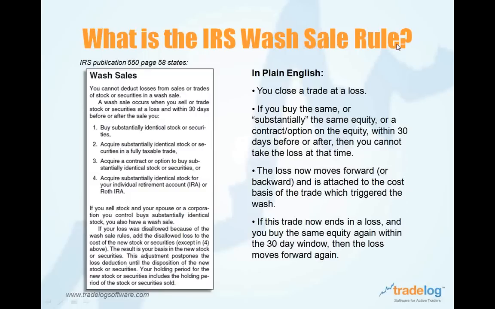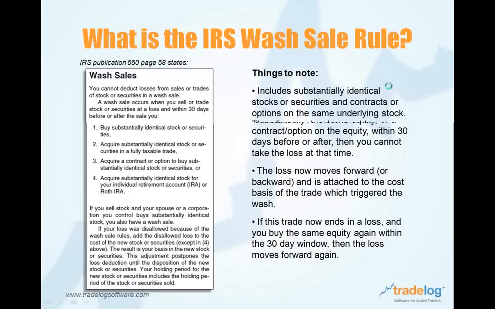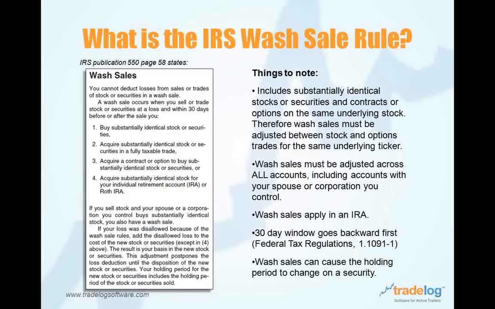Now, a few things in particular that we want to note about the IRS instructions for wash sales. Wash sales include substantially identical stocks or securities and contracts or options on the same underlying stock. Therefore, wash sales have to be adjusted between stocks and options for the same security or the same underlying ticker. This is very important. Some people think that options are handled differently, maybe they only have to adjust wash sales between options themselves, but that is not true. The IRS has made very clear through revenue rulings in the past, as well as their instructions on publication 550, that when you have an option or contract on an underlying security, the same security as you have stocks, then wash sales can occur between those stocks and those options. This is very important. Many people do not adjust properly for wash sales because of that fact.